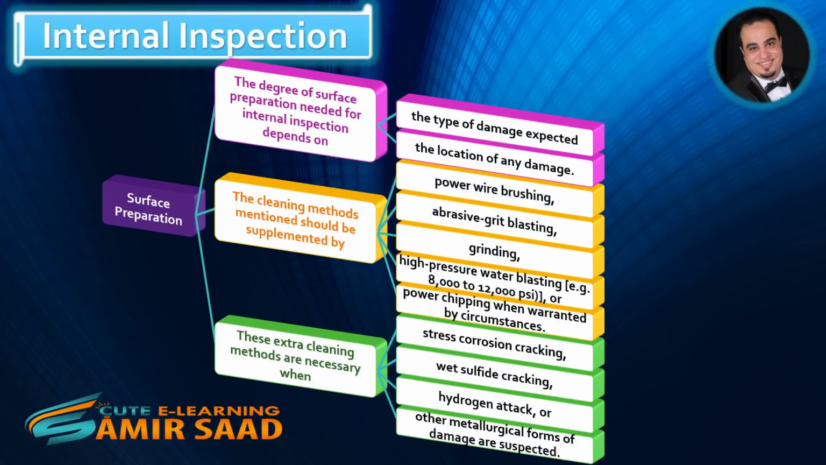Surface preparation. The degree of surface preparation needed for internal inspection depends on the type of damage expected and the location of any damage. The cleaning methods mentioned should be supplemented by power wire brushing, abrasive grit blasting, grinding, high-pressure water blasting, for example 8,000 to 12,000 psi, or power chipping when warranted by circumstances. These extra cleaning methods are necessary when stress corrosion cracking, wet sulfide cracking, hydrogen attack, or other metallurgical forms of damage are suspected.